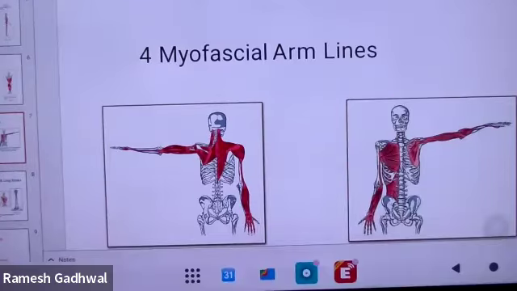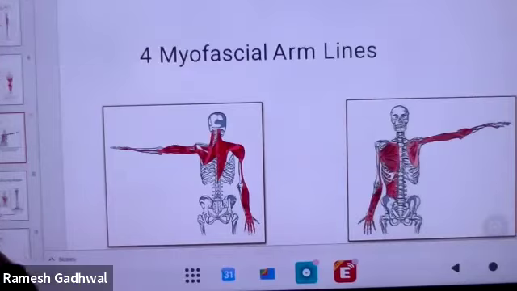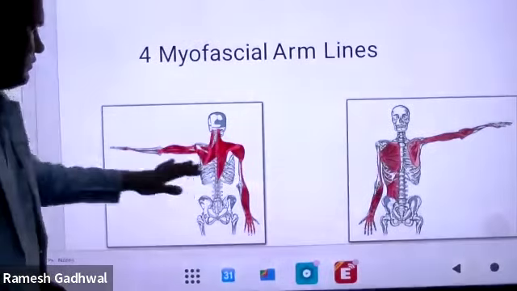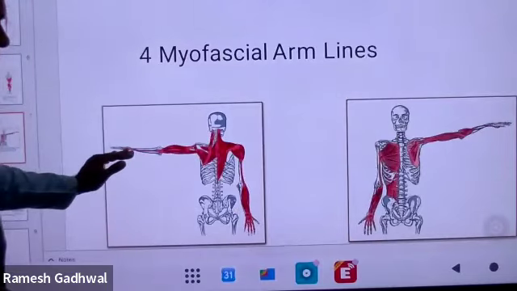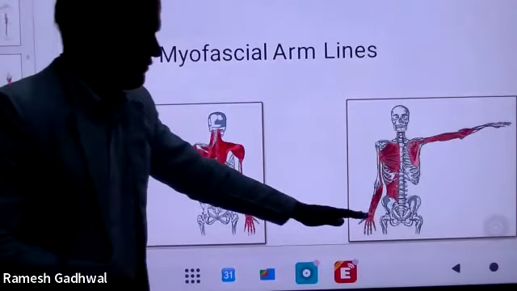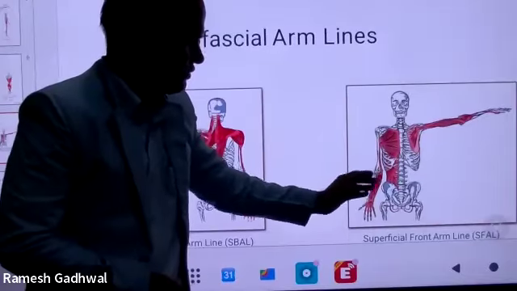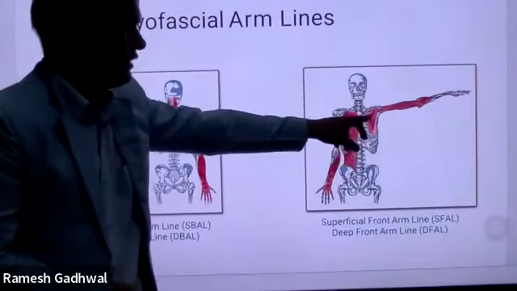In the start, I told you about 4 planes. These are the 4 planes. Here you can see this is the back superficial and back deep arm line. This is the front superficial, this side front superficial, and this side front deep arm line.